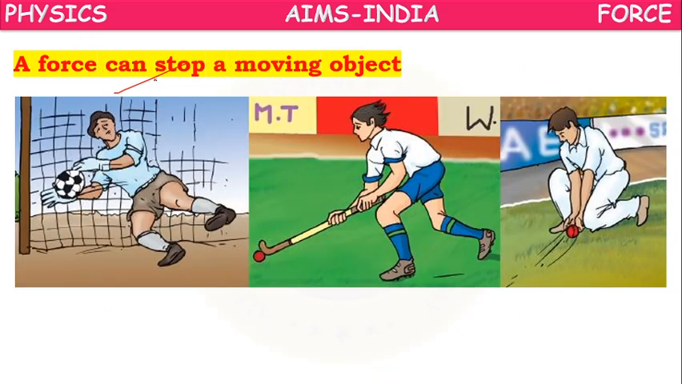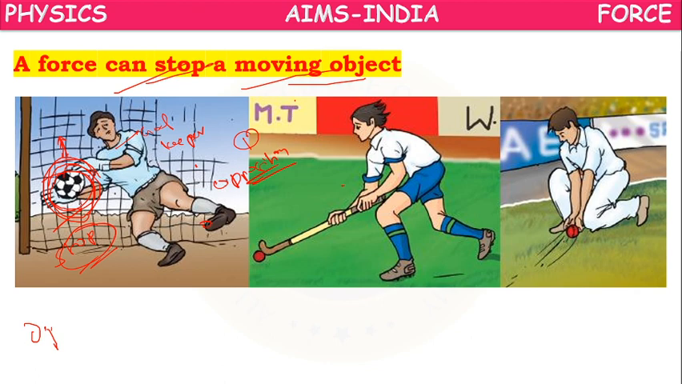Next, a force can stop a moving object. Here the goalkeeper is trying to stop the ball, or opposing the ball such that it cannot go into the goal, because the opposition team might have hit the ball this side. If it goes into the goal, the opposition team will get 1 point. That's why the goalkeeper is trying to stop the ball.